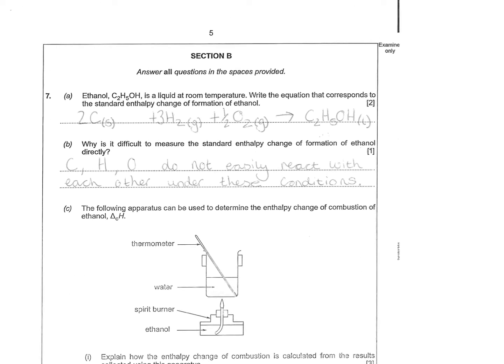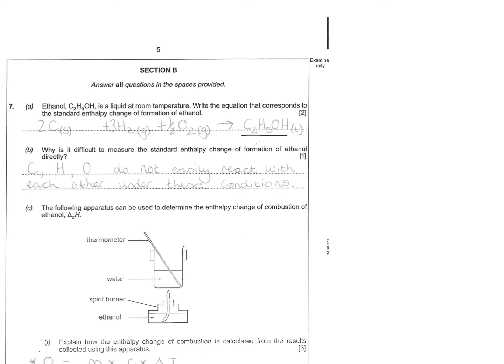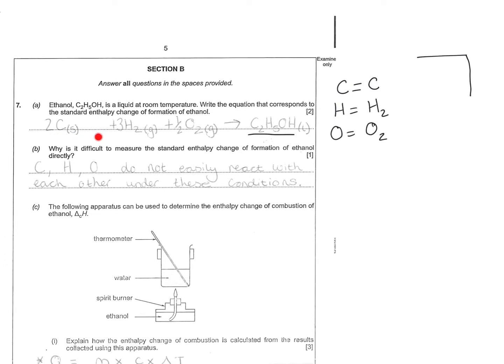Ethanol is a liquid at room temperature. Write the equation that corresponds to the standard enthalpy change of formation. So you look at this and first off work out what elements you've got. So you've got carbon, you've got hydrogen, and you've got oxygen. Okay, thinking about that 7 on the periodic table, oxygen exists as a pair, hydrogen exists as a pair, carbon exists on its own. Okay, and then they're the 3 that form it, that's the end molecule, and then you can add numbers in front to balance it out. And then what you need to do is balance it.